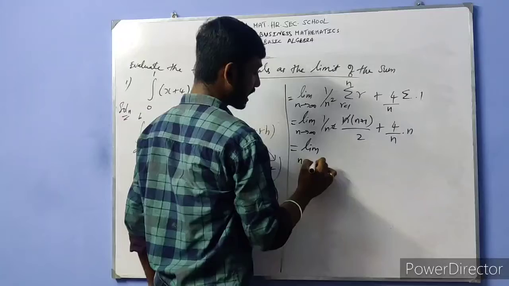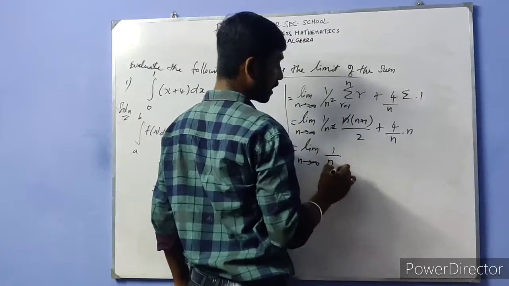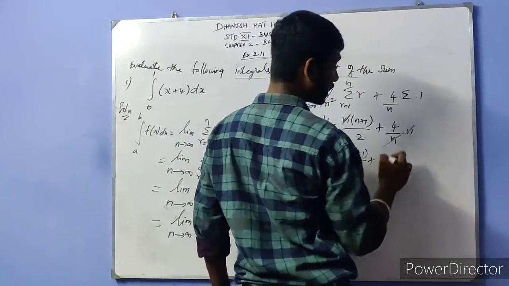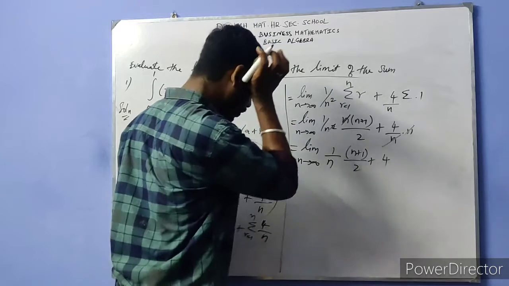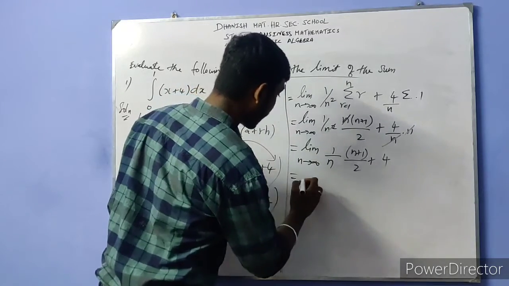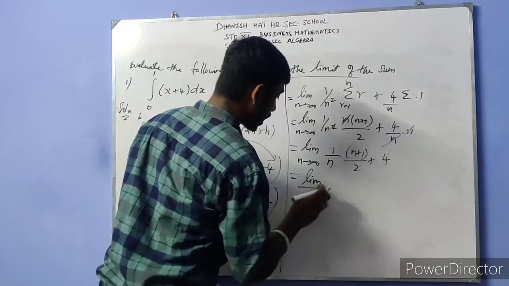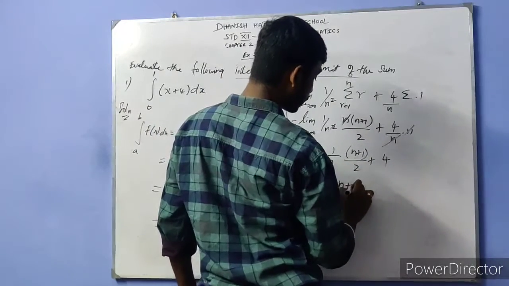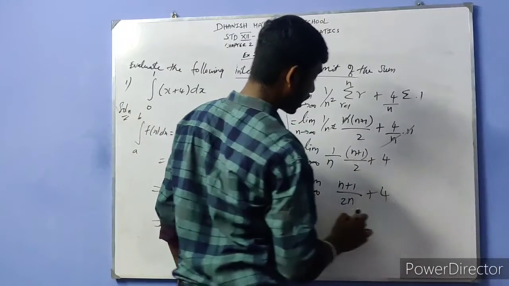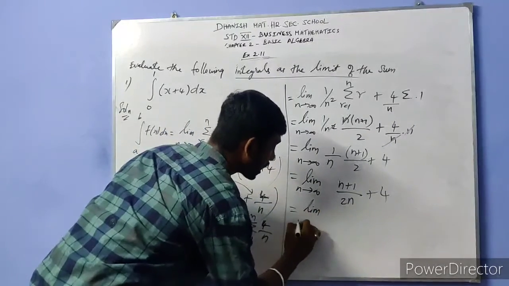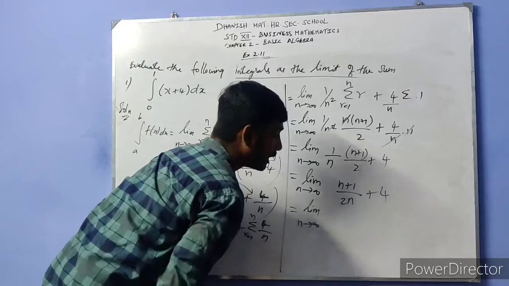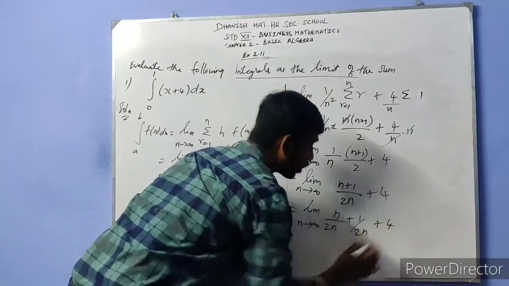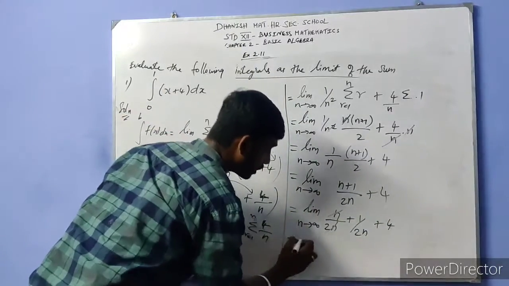Limit n tends to infinity. Now we are going to write it: 1 divided by n plus 1 divided by 2 here, plus, now cancelling this one, the remaining value is 4 here. So let's write like this. Limit n tends to infinity. Now we are going to multiply this one: n plus 1 divided by 2n here plus 4 here. Then limit n tends to infinity. Now we split the numerator over the denominator: n divided by 2n plus 1 divided by 2n plus 4. So now we are going to cancel this one. What is the remaining value here?